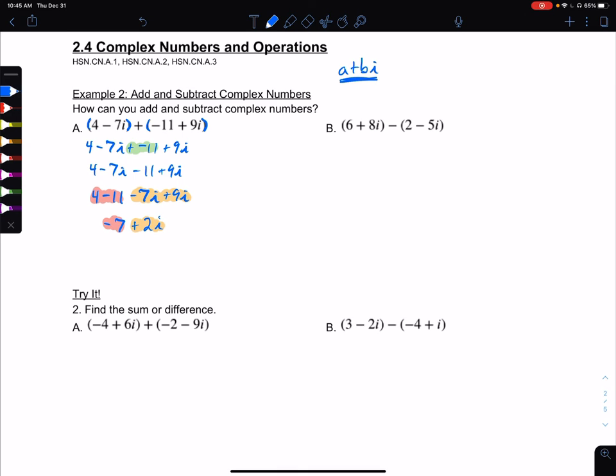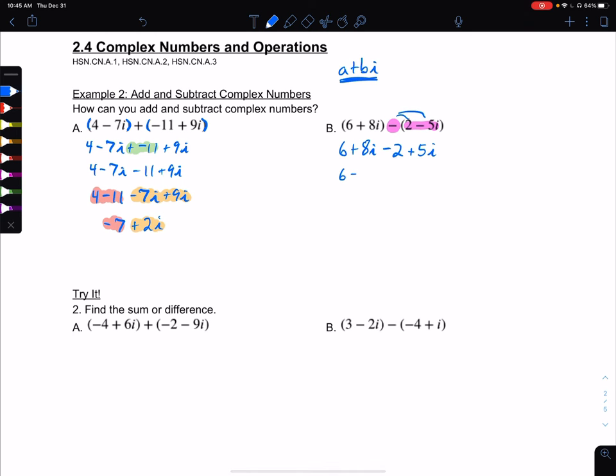Now, in part B, we're using subtraction here. This is where you do have to be extra careful. This subtraction sign applies to everything inside the grouping symbols, the parentheses afterwards. So this is 6 plus 8i minus 2. Think of this as distribution of a negative 1. So minus 2 plus 5i. Okay, since we're subtracting that entire group, your signs will change.